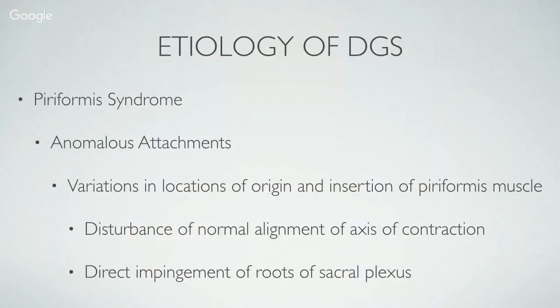When I talked about the anomalous attachments to the piriformis muscle itself, the thought is basically that if the piriformis muscle is either wider at its origin or inserts on a different site than it should, these variations can cause disturbance in the normal alignment of the axis of contraction and precipitate a deep gluteal syndrome or related piriformis syndrome.